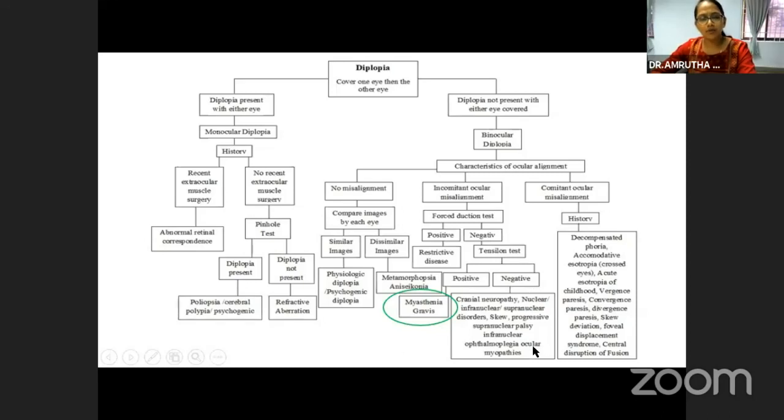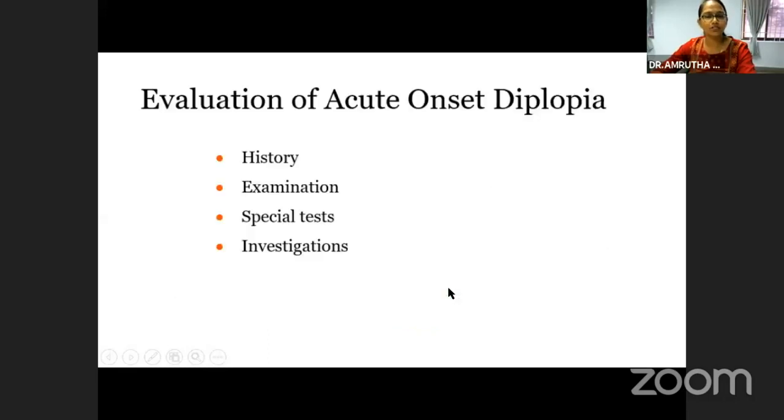These are the more common ones, and if you take a stepwise decision, then you'll be able to fix the possible etiology you're dealing with for the patient. So always follow a stepwise pattern when evaluating the patient. History is a more pertinent one.